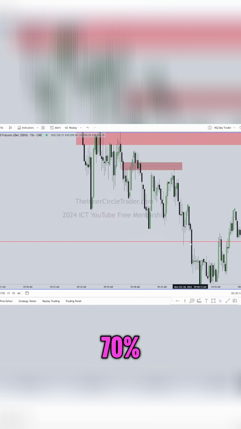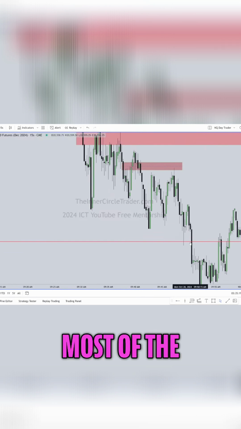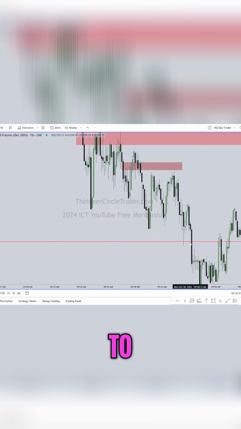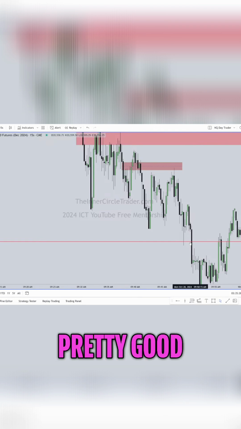70% filled in the first 30 minutes, most of the time. Okay, I'll leave it to you if you think 70% is most of the time. I would consider that most of the time. 7 times out of 10, you're doing it right, and you have a favorable outcome. I think that's a pretty good odd.